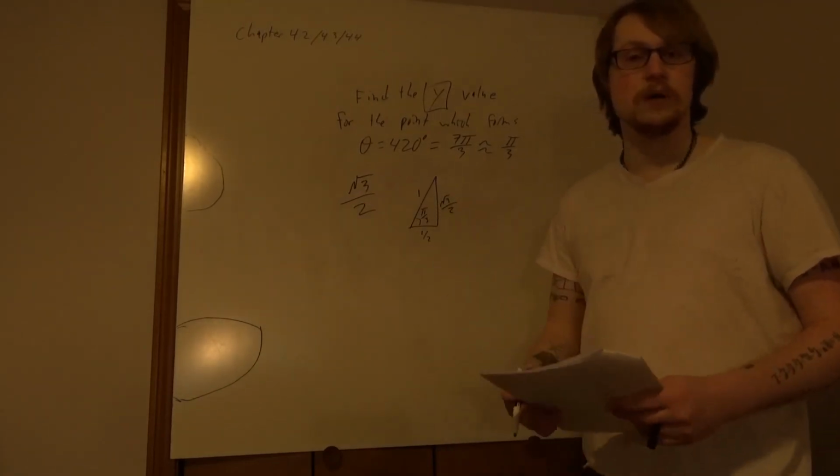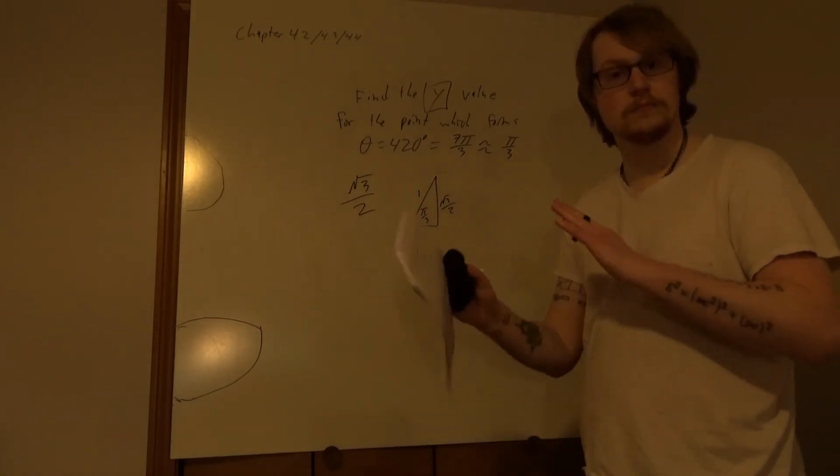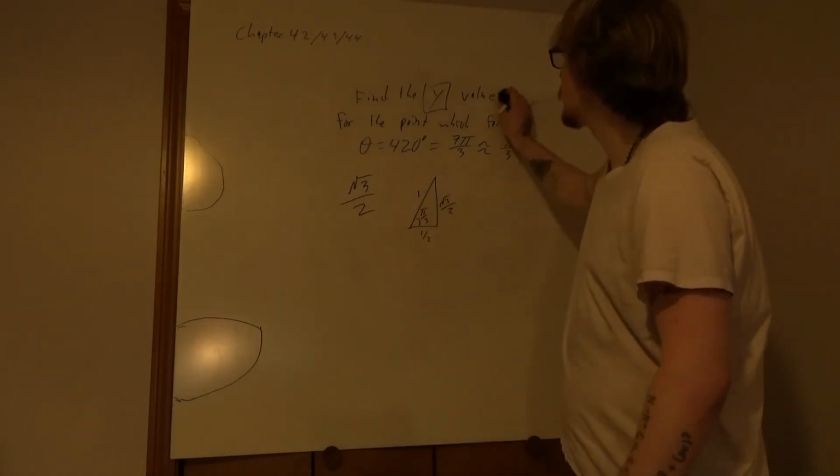These two questions basically amount to what are the x and y values when we have pi over 3, but phrased differently and with different steps.